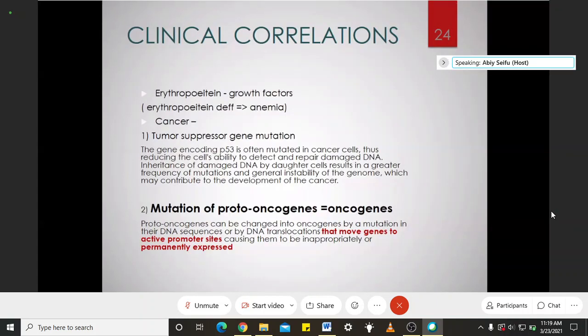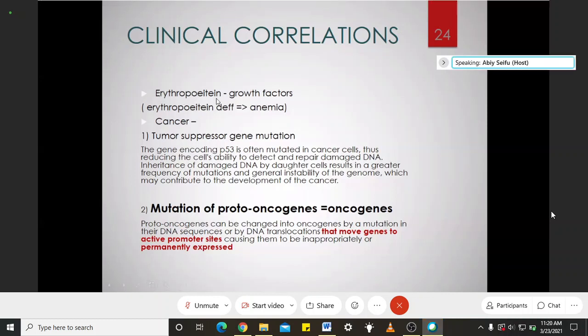Finally, we will see some of the clinical correlations of the cell cycle. As we have said previously, for a cell to undergo cell division, there should be some kind of triggering factor. That triggering factor is a growth factor. One well-known growth factor in our body is erythropoietin. Erythropoietin is a protein produced by the kidneys, and this protein stimulates the precursor cells in the bone marrow to undergo erythropoiesis. Erythropoiesis means formation of new red blood cells.